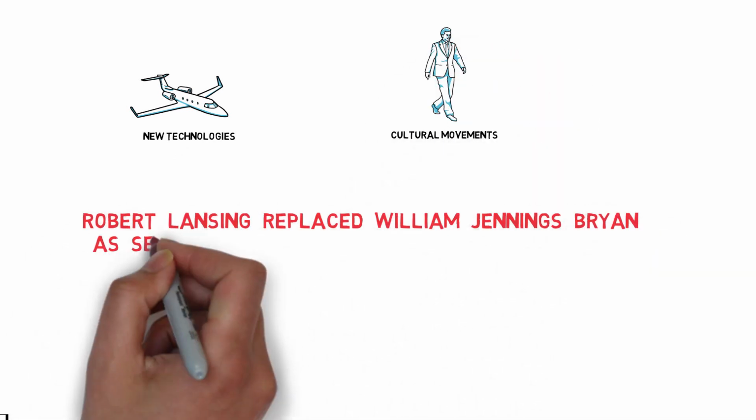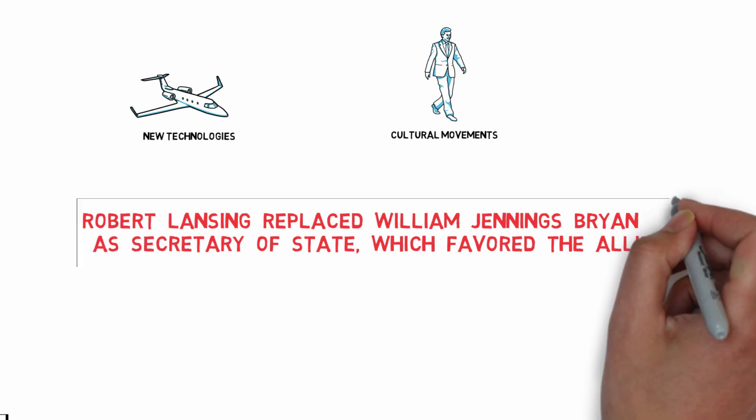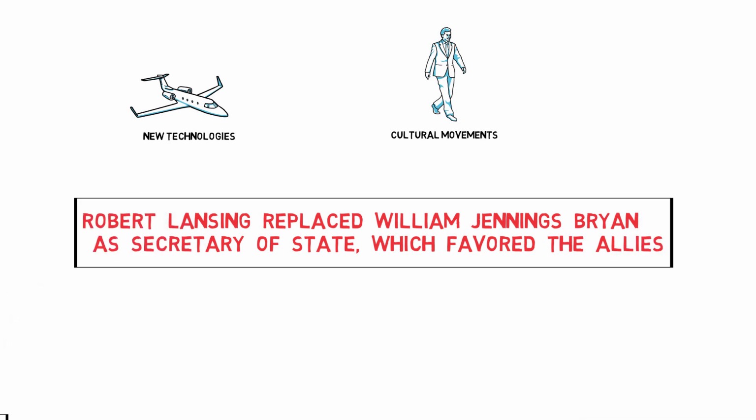During this time, Robert Lansing replaced William Jennings Bryan as Secretary of State, which favored the Allies.